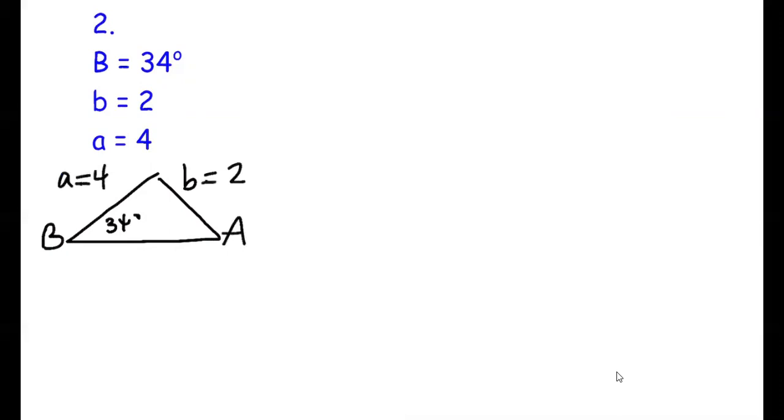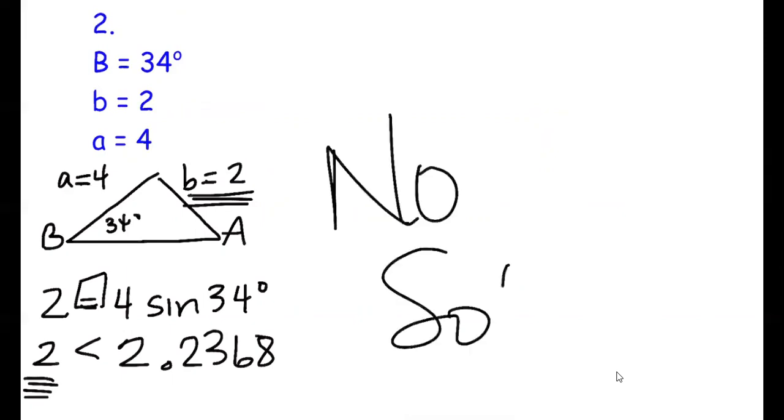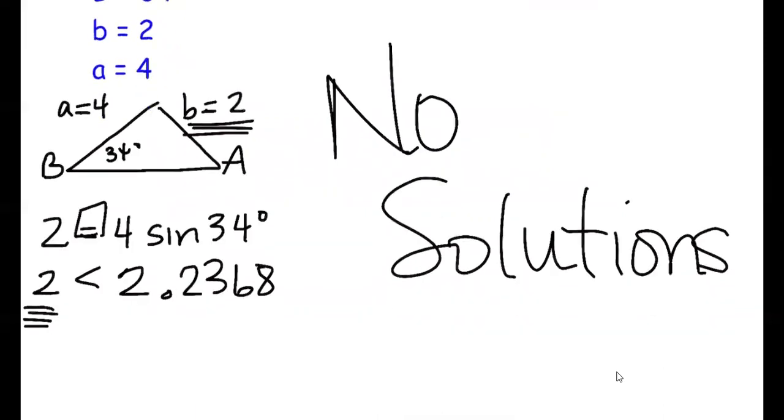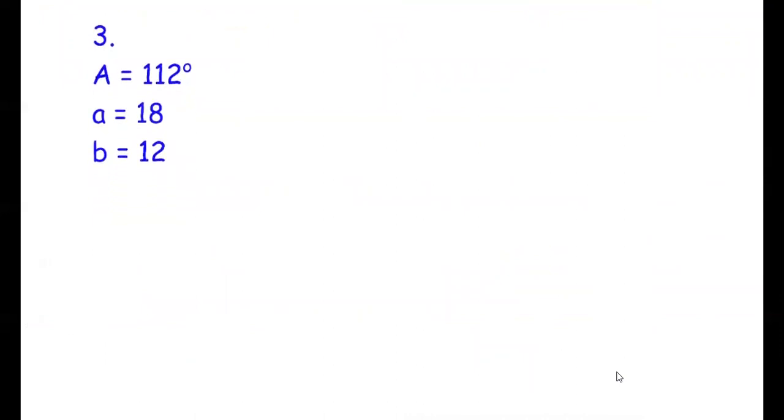Okay, so the question is always, is this paired side big enough? So what's 4 times the sine of 34 degrees? How does 2 compare to 4 times sine 34? And that's 2.2368. And that means that this side is not big enough to form a triangle, so there are no solutions. Okay, fantastic. Carrying on.